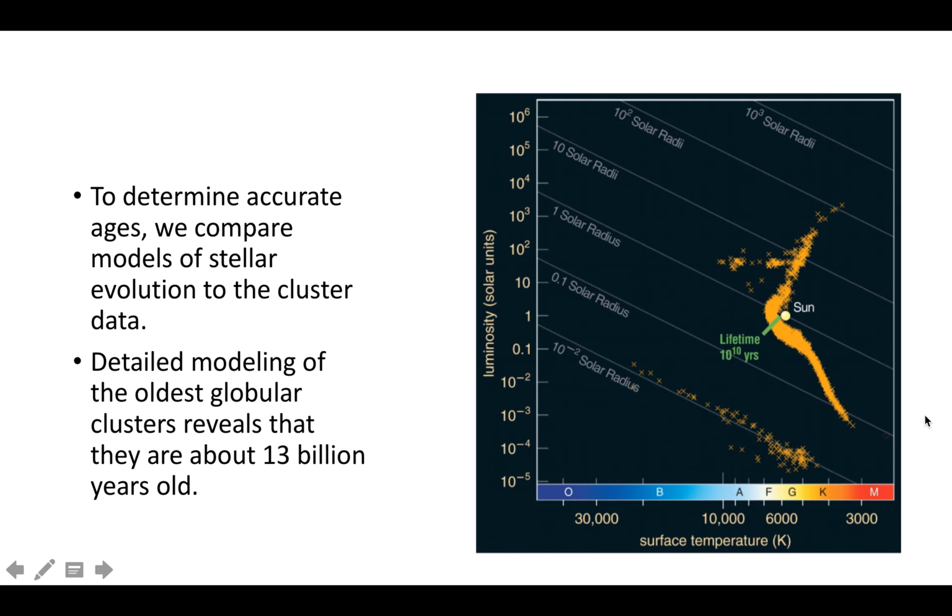To determine accurate ages, we compare models of stellar evolution to the cluster data that we collect. And we know that the oldest globular clusters are about 13 billion years old, not far from the start of the Big Bang, which we'll talk about more later in the semester.